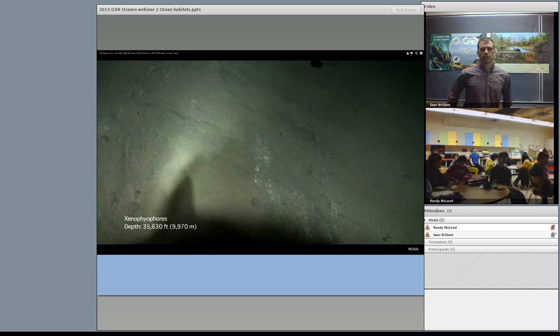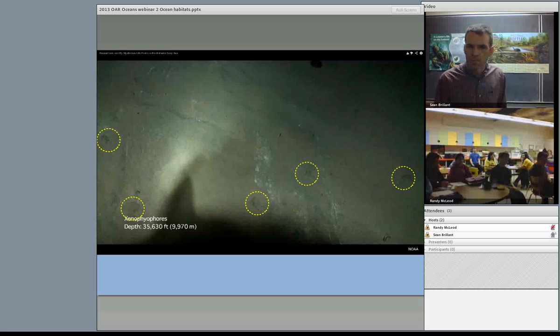Here's a shot from NOAA of the sea bottom in a trench at 9.9 kilometers underwater. Flat, barren, stark looking, nothing growing there. It looks like emptiness, but it's not emptiness. These are organisms. This is life living on the bottom.